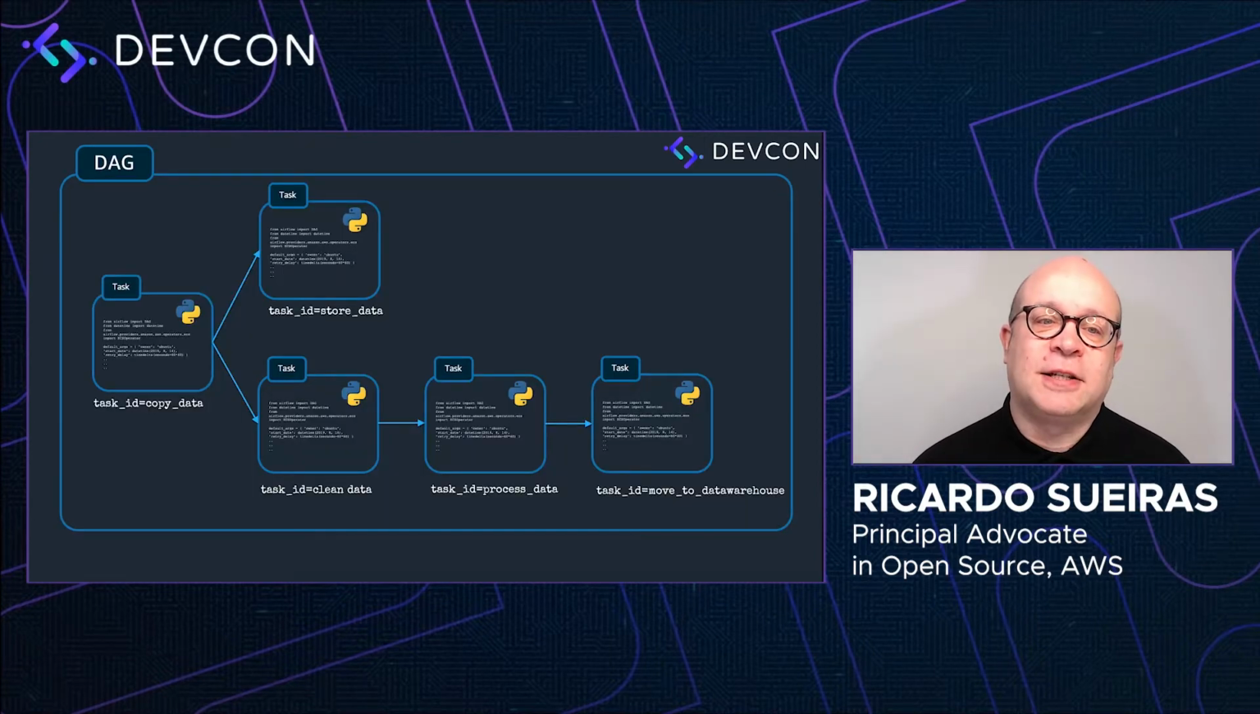A collection of tasks is what makes up a workflow, and each task has a relationship and dependencies with other nodes or tasks in the graph. And this is where the term directed acyclic graph comes from and describes the relationship between those nodes.